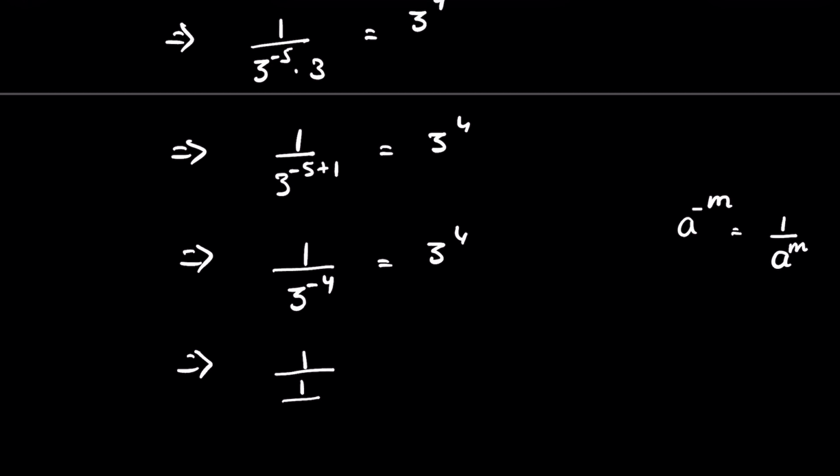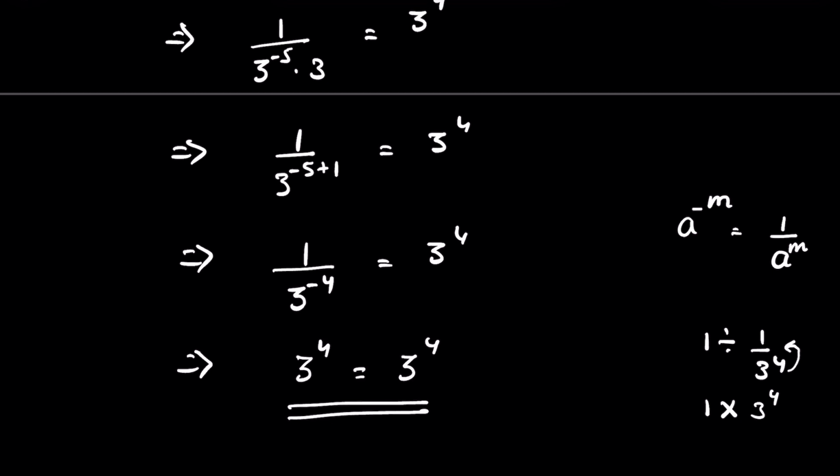1 upon 3 raised to the power 4, and this means that this is 1 divided by 1 upon 3 raised to the power 4, and when you convert division into multiplication, the fraction gets inverted, so it becomes 1 times 3 raised to the power 4. So it goes to the numerator, it becomes 3 raised to the power 4. So LHS is equal to RHS. Hence our answer is verified.